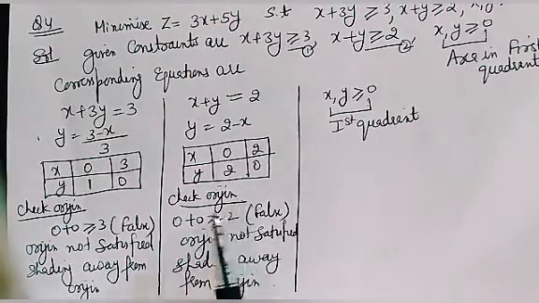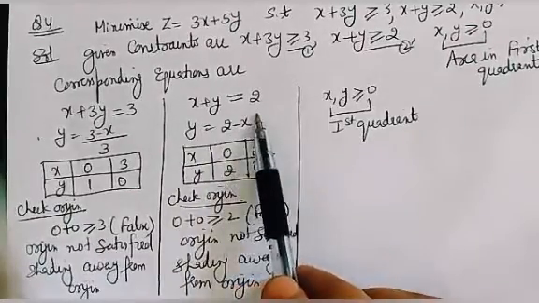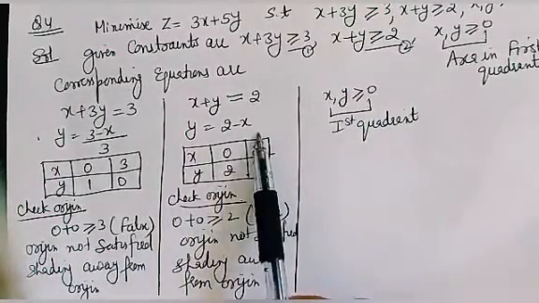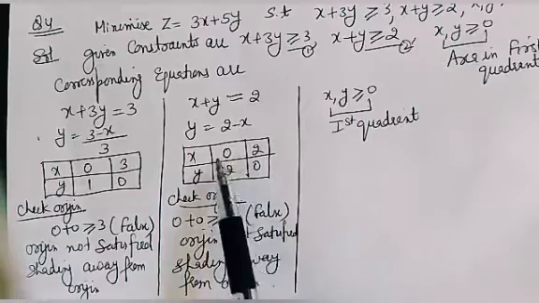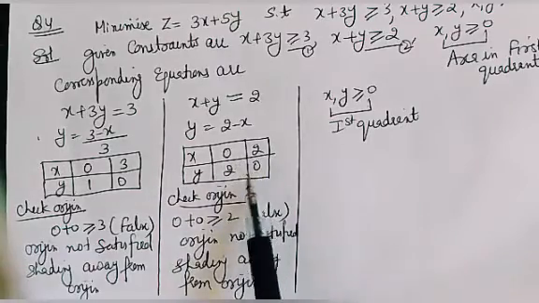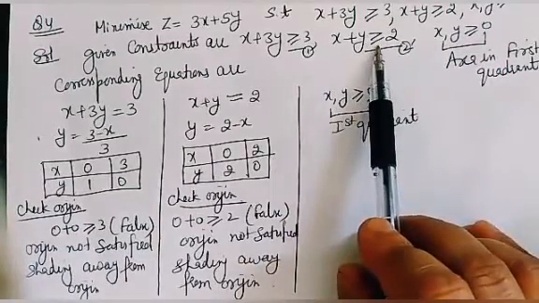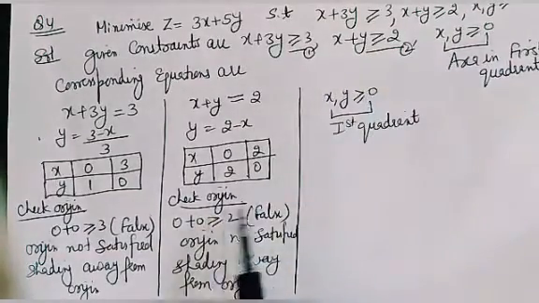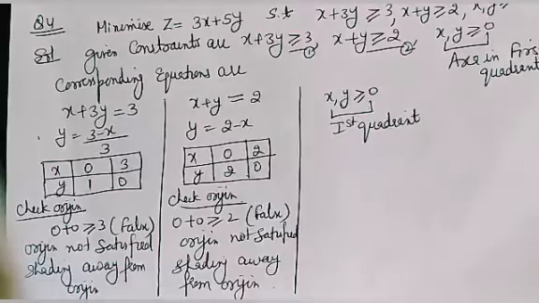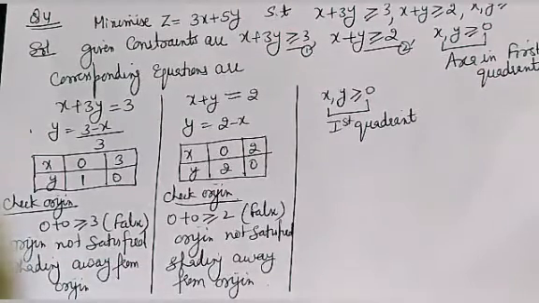For the second inequation, the corresponding equation is x plus y equal to 2, y is 2 minus x. So the points are (0, 2) and (2, 0). Checking the origin in this inequation: 0 plus 0 greater than or equal to 2. Is it true? No, it is not true. It is false. So the origin is not satisfying, so again shading is away from the origin.